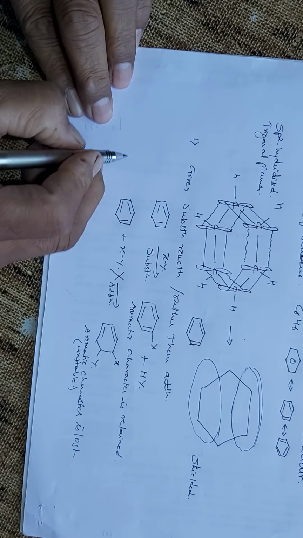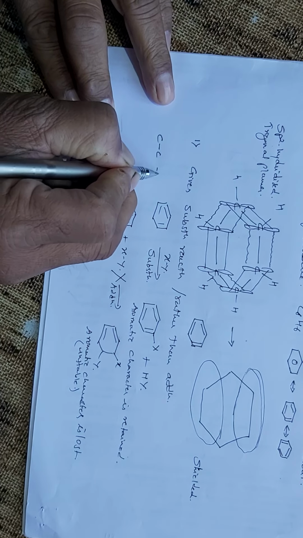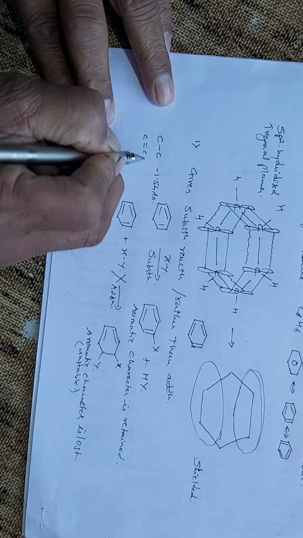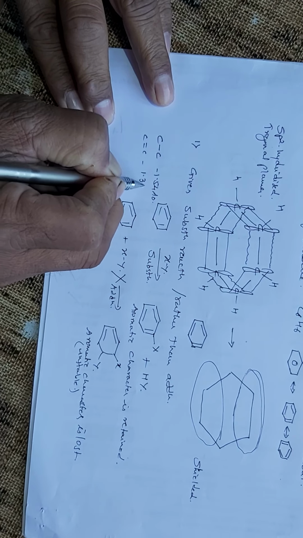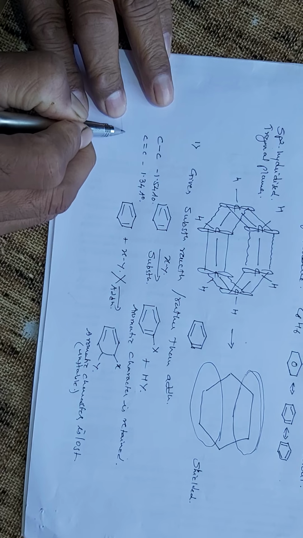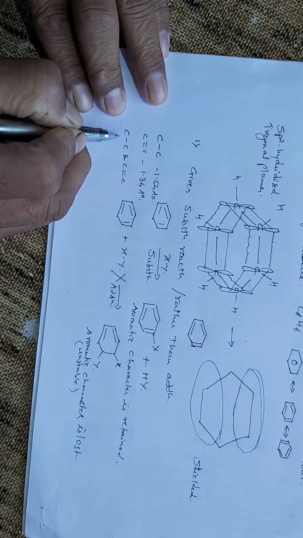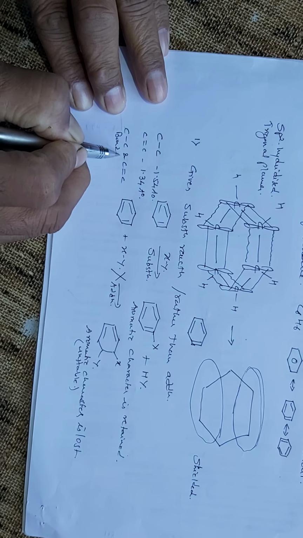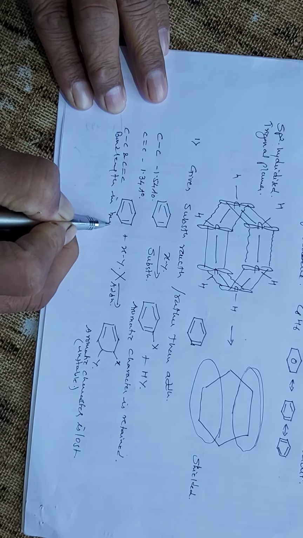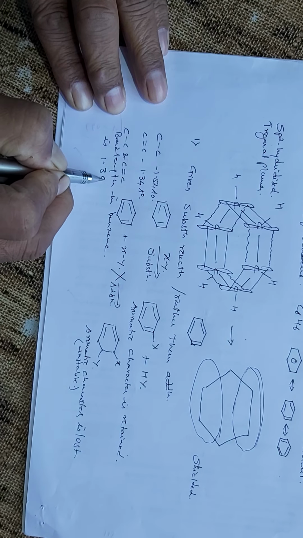Second thing, the carbon-carbon single bond length in aliphatic compounds is 1.54 angstroms, whereas the carbon-carbon double bond length is 1.34 angstroms in open chain compounds. But if you see the carbon-carbon single and carbon-carbon double bond length in benzene, it is 1.39 angstroms.